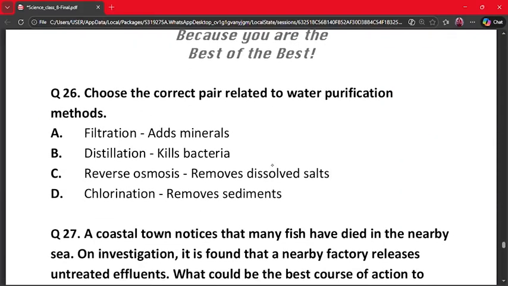Our next question is question 26. Choose the correct pair related to water purification methods. A. Filtration adds minerals. B. Distillation kills bacteria. C. Reverse osmosis removes dissolved salts. And D. Chlorination removes sediments. The correct answer is reverse osmosis, because reverse osmosis removes dissolved salts from water. That is why it is used for purification. So option C is the correct option.